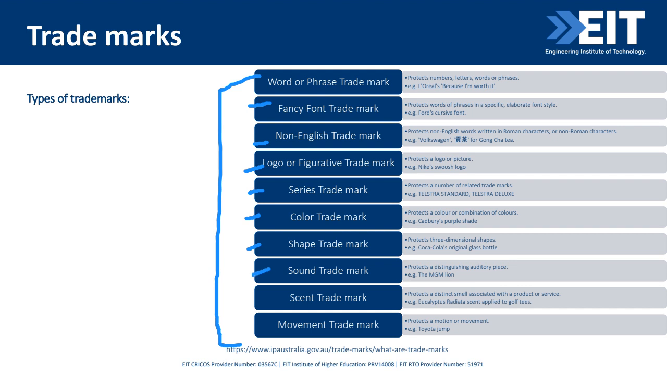Sound trademark also exists, so it will protect a distinguishing auditory piece. Say the MGM Lion, that roar is protected under sound trademark. We have scent trademark as well, so a distinct smell associated with a certain product. Eucalyptus radiata scent, which is applied to golf tees, is protected under scent trademark. And then we have movement trademark. So that Toyota Jump, any animation or movement associated with a certain product, Microsoft or Toyota Jump, these are all movement trademarks.